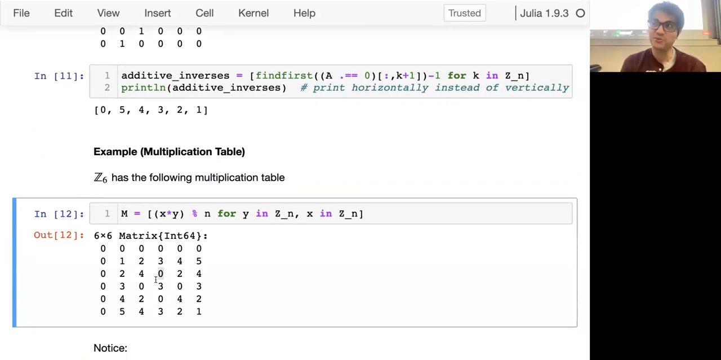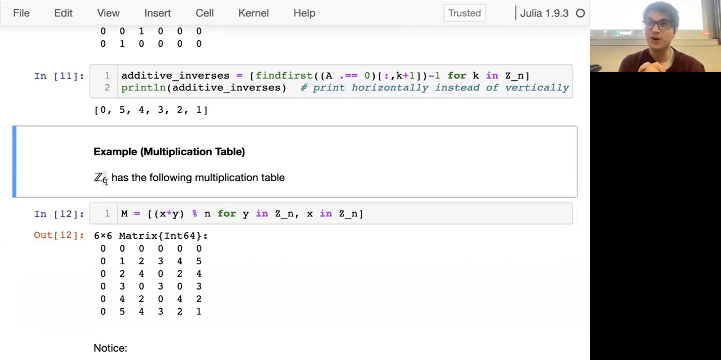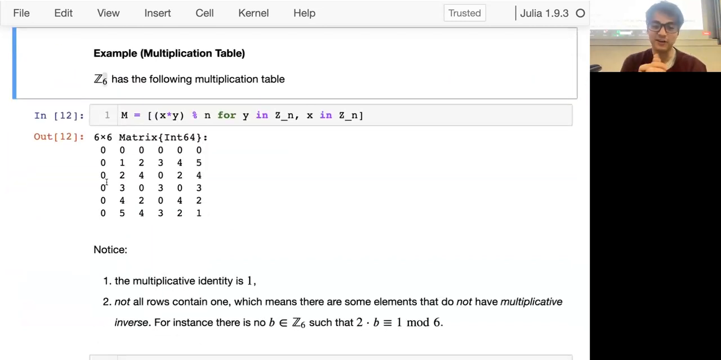How can we make it an integral domain? Well, not this one. We have to change that 6 to something more appropriate, like a prime. If we made that a prime, then every element would be invertible.